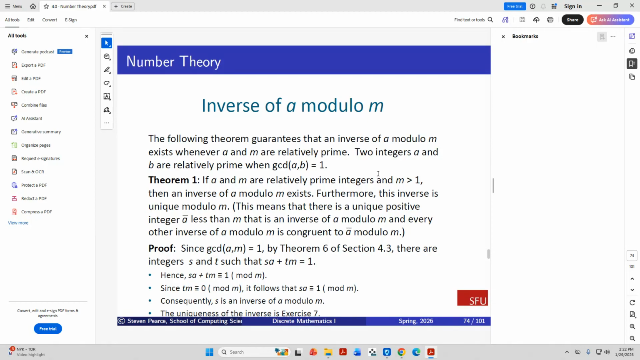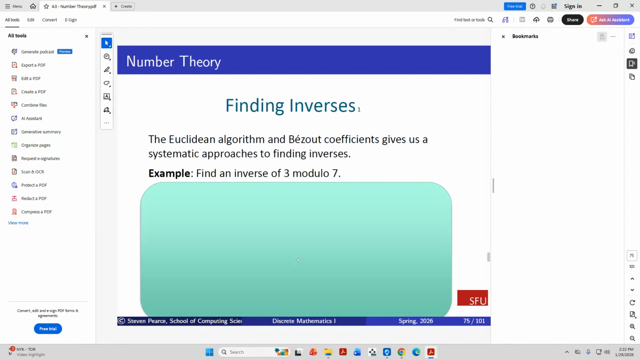In order to find an inverse, you need relatively prime integers such that an inverse of a modulo m exists. a and m are relatively prime. That's pretty straightforward. Finding inverses. So let's see what we have here.